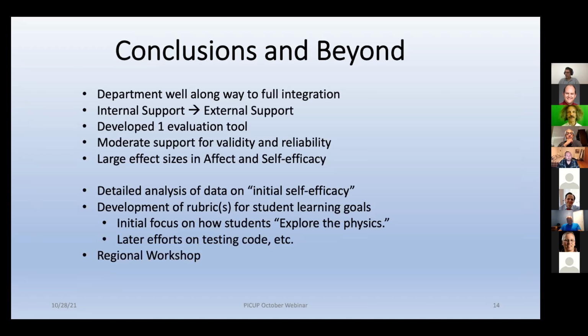Also want to do some work on developing more detailed rubrics to evaluate those student learning goals. And the first one we want to focus on is that business of exploring the physics. Once students have gotten their code working, what are they doing? Are they really starting to think computationally, or are they viewing this as a programming task? Then we want to get them into more details about things like how they gain confidence in their code, how they test it.